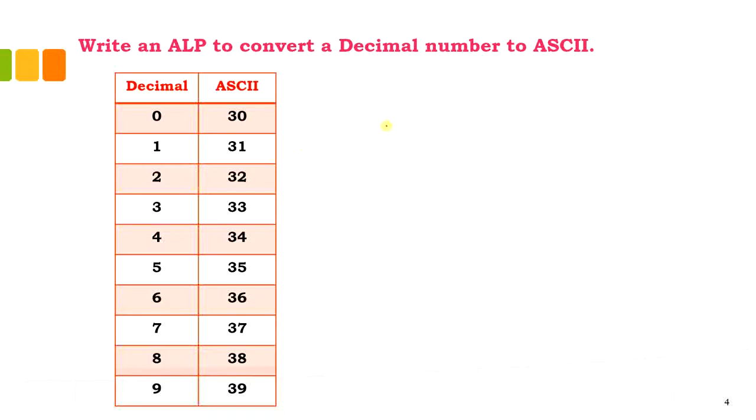So the main logic behind this concept is, if you have a decimal number, say 0, let me consider the least, 0, then the ASCII equivalent will be obtained by the addition of 30. So this will give you 30 in ASCII. So for any number between 0 to 9, if you want to convert it into an ASCII equivalent, just add 30 to it.